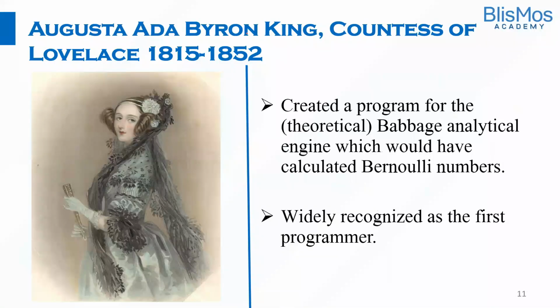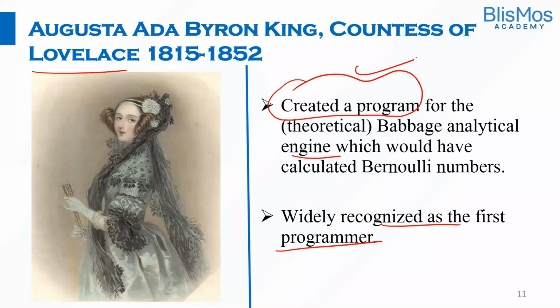Then came Augusta Ada King, who was the Countess of Lovelace. She met Charles Babbage at one of the demonstrations, and she really liked his work. She created a program for the Babbage analytical engine, which would have calculated Bernoulli numbers. She was one of the first programmers.